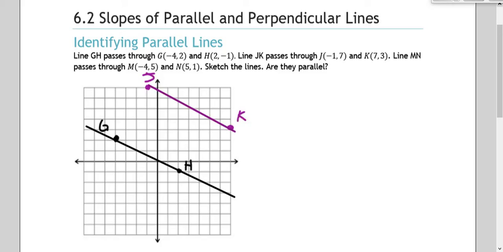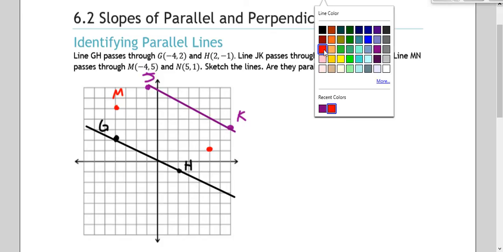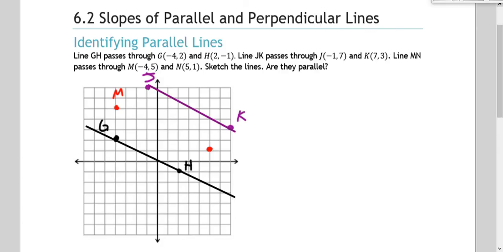Line MN passes through M, which is (-4, 1), 2, 3, 4, 1, 2, 3, 4, 5, and N, which is 1, 2, 3, 4, 5, 1. Okay, and then let's get a line that is red. Oh, that's a little better. Okay, and we need to determine which lines are parallel.